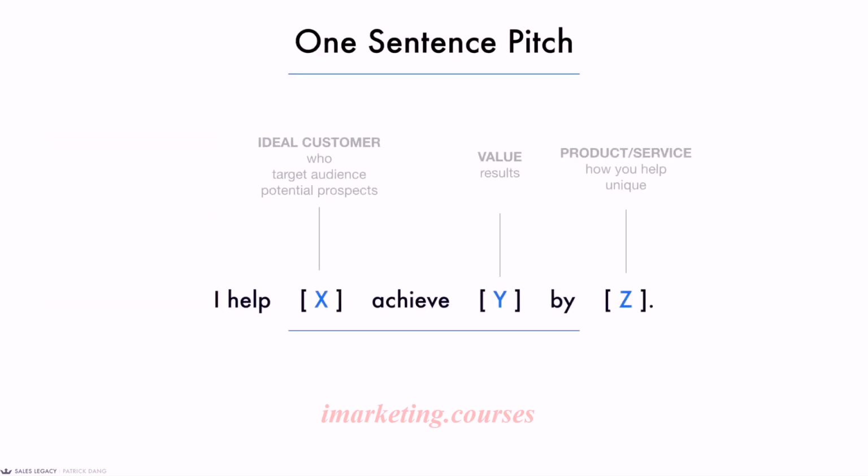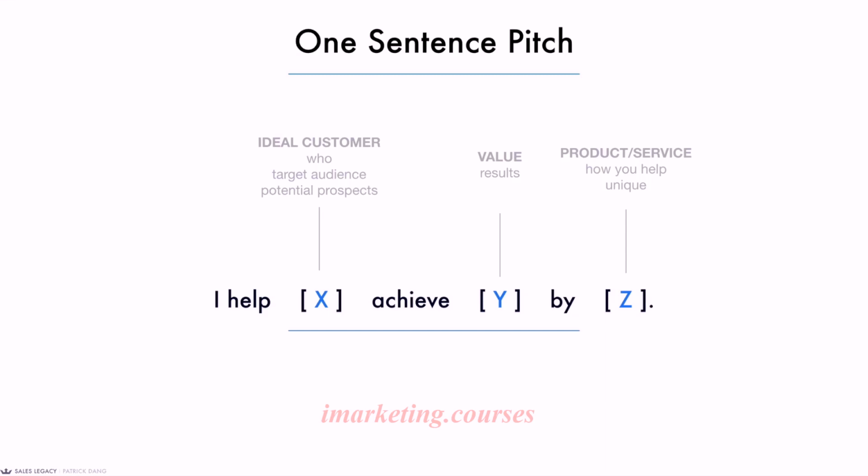in just one sentence. And how we're going to do that is we've got the simple formula called the one sentence pitch, right? It's basically I help X achieve Y by doing Z. X, Y, Z, three different core elements. And as you know, these three elements are going to be the sales legacy pillars, starting with the ideal customer, who your target audience is, your potential prospects, basically who you want to buy your product or service.